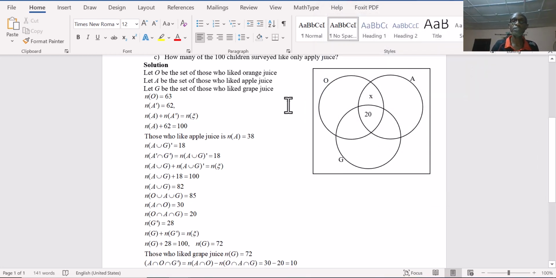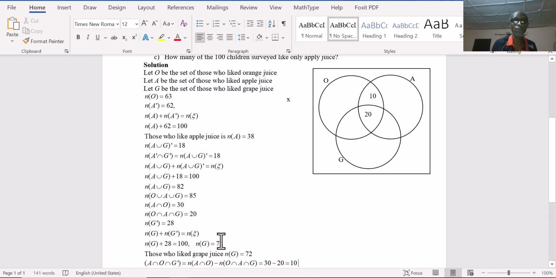So this place is 10. Let me write this. This one is 10. If you look at it, A intersection O is given as 30, so 10 plus 20 will give you 30. So that is solved. Now, let's look at the information we are given again. Is there anything we can still extract from this information?